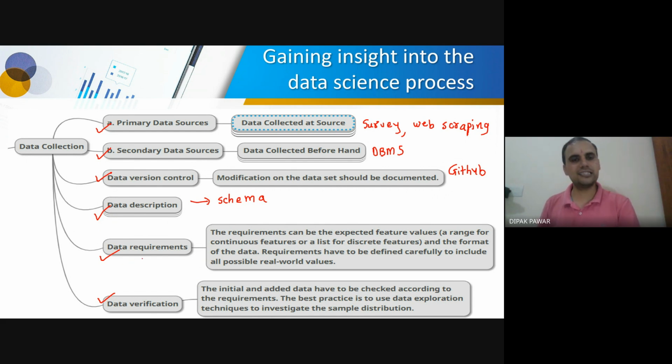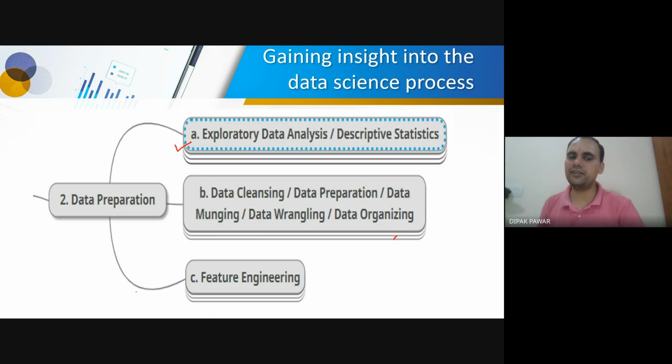That part we call a schema. And we must have a clear understanding of data requirements, and whatever data we are receiving, that data should get verified. So in this way, we covered these different things related with that part.